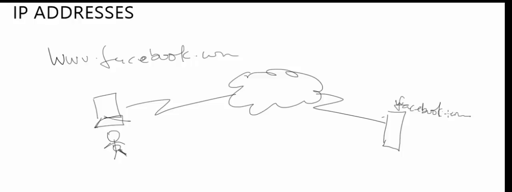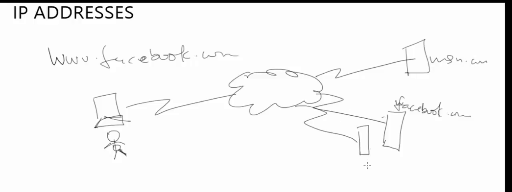Now, how does my system identify which resource it should go to on the internet? How does it identify facebook.com? How does it know? Why didn't it go to, say, msn.com, or any other site, say youtube.com? Why didn't it go to that place? That is the essence of IP addressing.